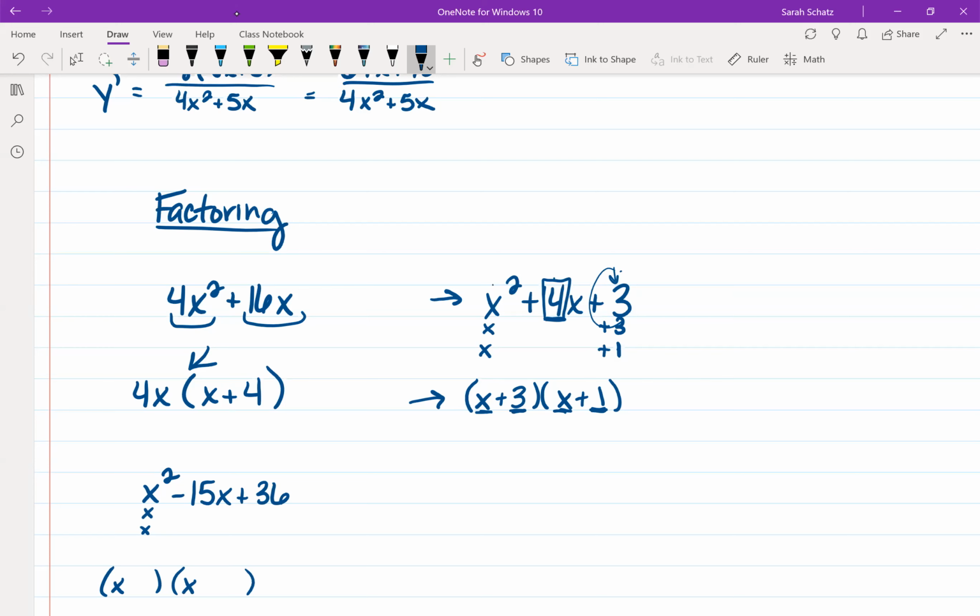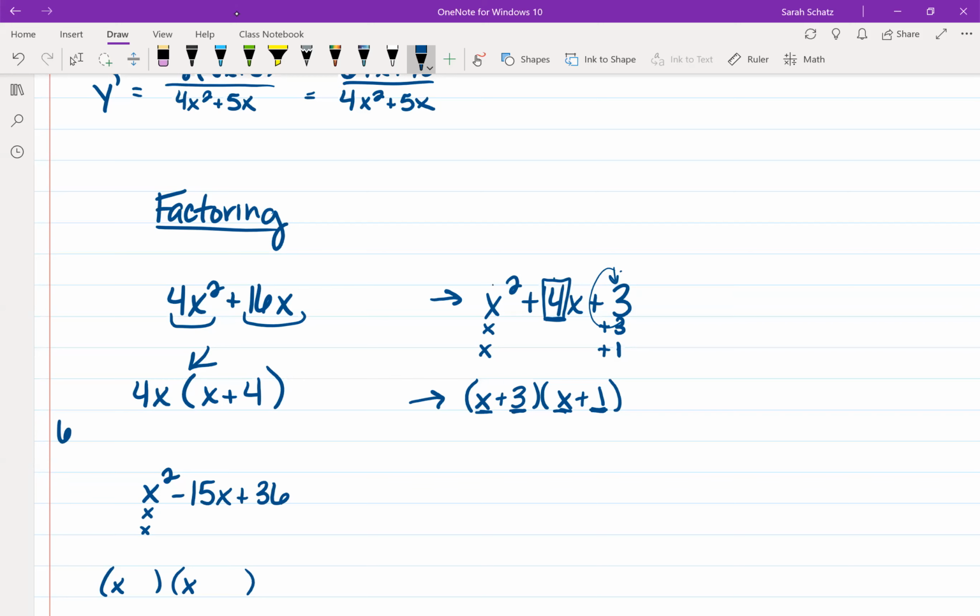But you guys, 36 has a lot of different options for factors, right? I mean, 36 is a pretty factorable number. It's one of my favorites because of that. And ooh, that made me sound like a big old nerd. Okay. Anyway, let's think of some of them.